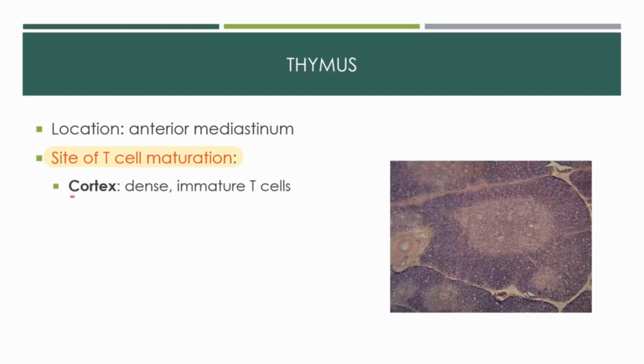Histologically, the thymus has a cortex, which looks dense under a microscope and contains immature T cells. This is the cortex over here. The thymic medulla is more pale in appearance and is home to mature T cells.